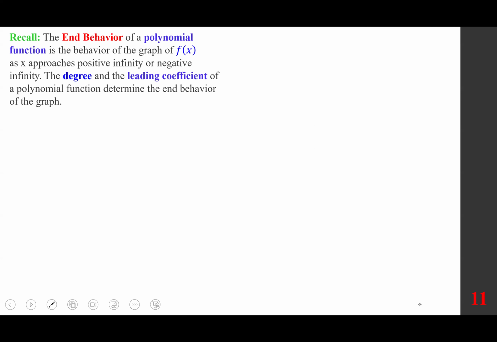As I mentioned, a couple of things from pre-calculus, college algebra. One of them is the end behavior of a function. The end behavior of a polynomial function is the behavior of the graph of f(x) as x approaches positive infinity or negative infinity. The degree and the leading coefficient of a polynomial function determine the end behavior of the graph.